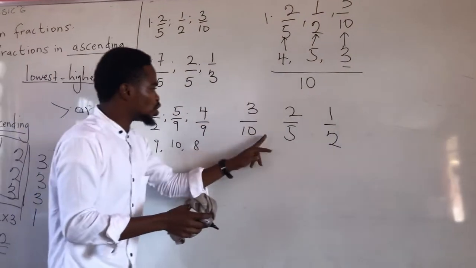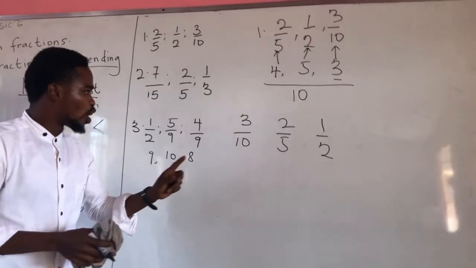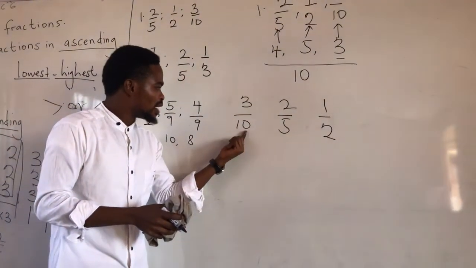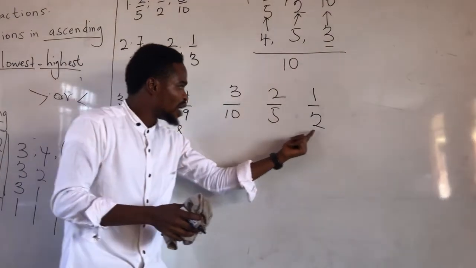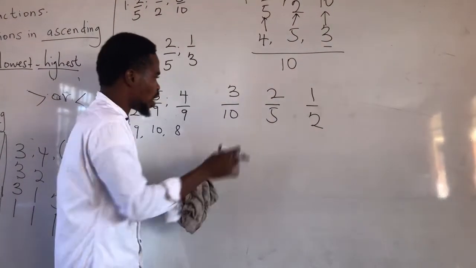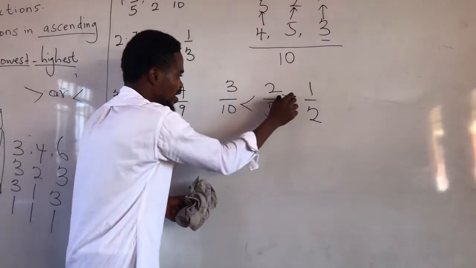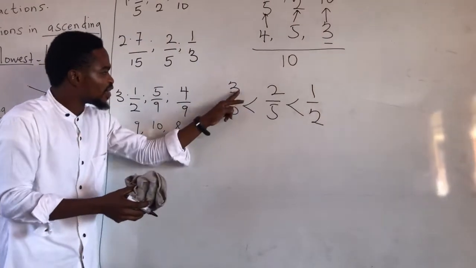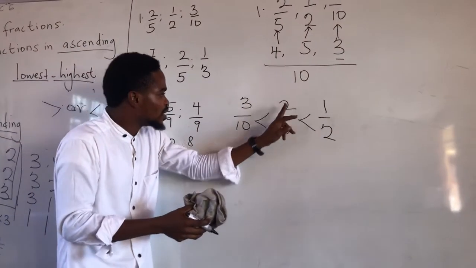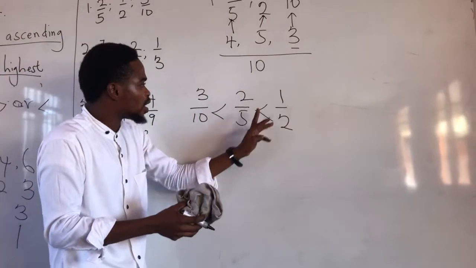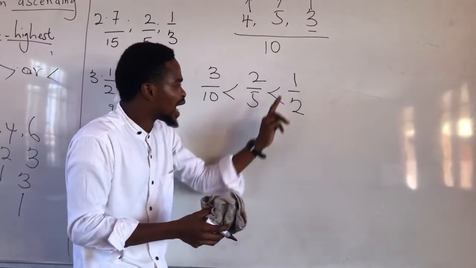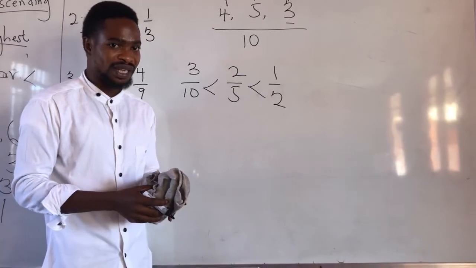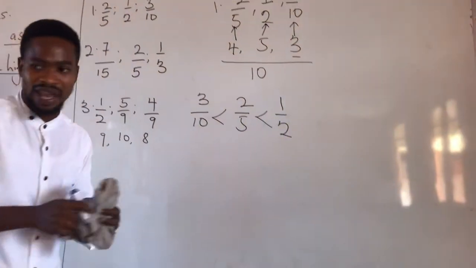Then I am going to use what? Less than, because the first number is what? The least number, followed by 2 out of 5 and 1 out of what? 2. So I am using what? Less than and less than, which means 3 out of 10 is less than 2 out of 5. And also 2 out of 5 is less than 1 out of 2. I hope you understand this. Now let's move on to the next question.